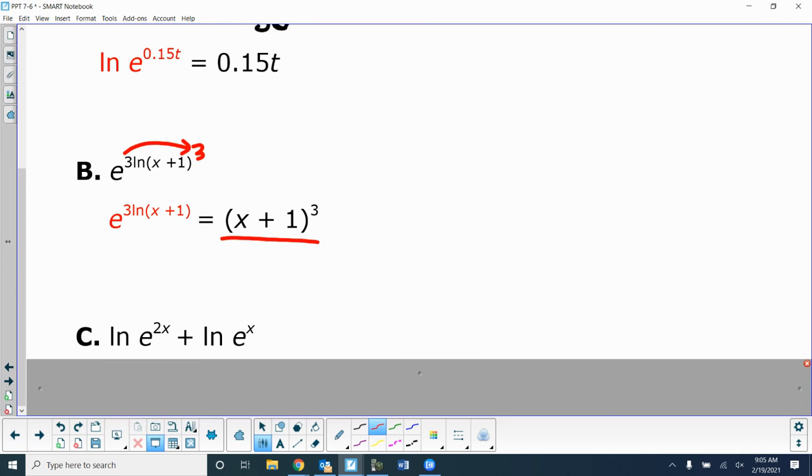How about this one? Just this left part. There are 2 parts. The left part, what's that answer? 2x. The right part, x. So what's the answer to the whole thing? 3x. Very good.